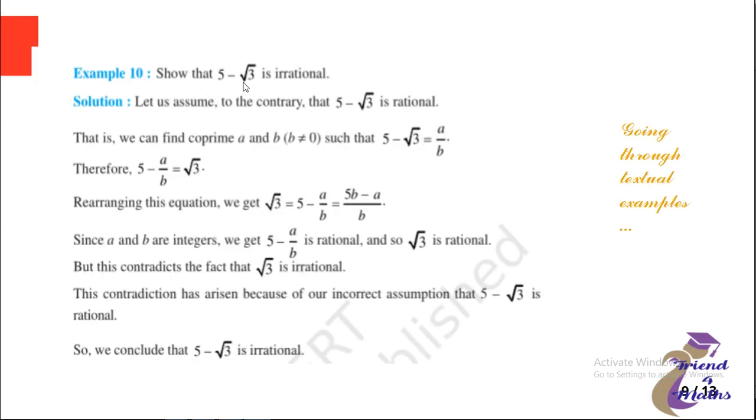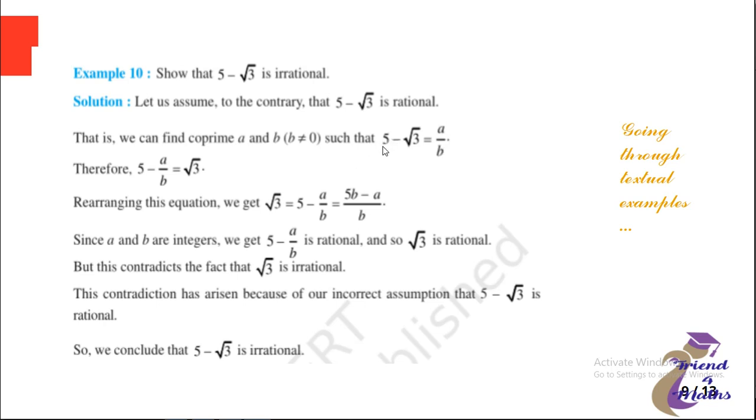Show that 5 minus root 3 is an irrational number. Okay. And as usual, we are going to assume in a wrong way. That is, 5 minus root 3 is a rational number. If 5 minus root 3 is a rational number, it can be written in the p by q form. We are taking some r by s and cancelling their common factors, we get a by b. And this a and b are co-prime to each other.